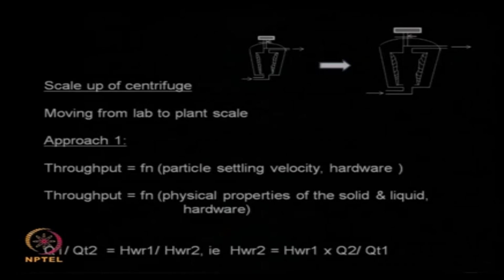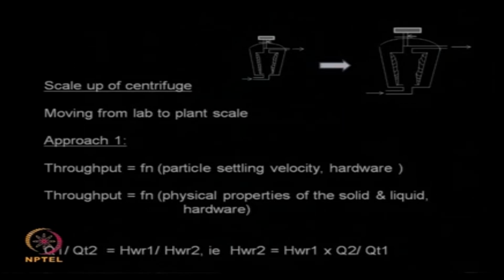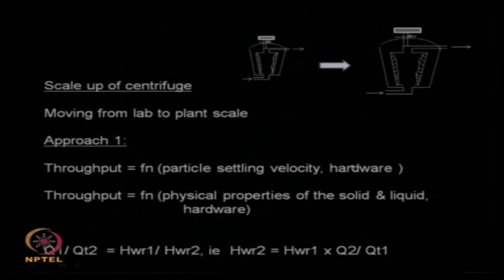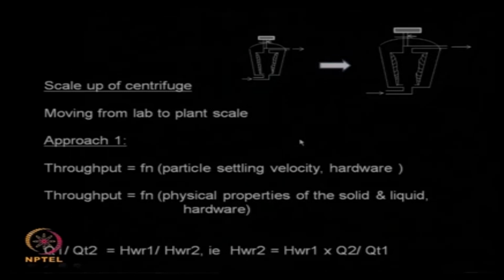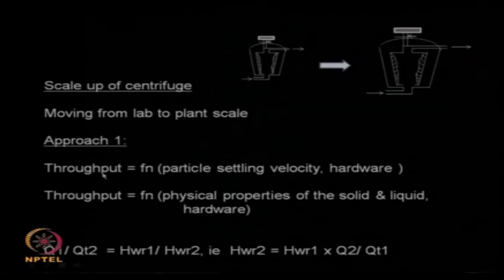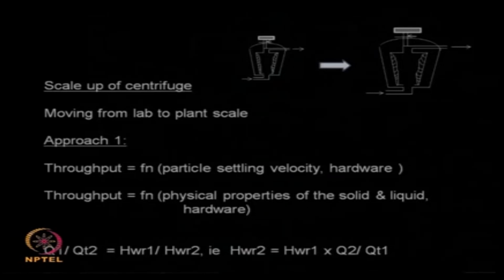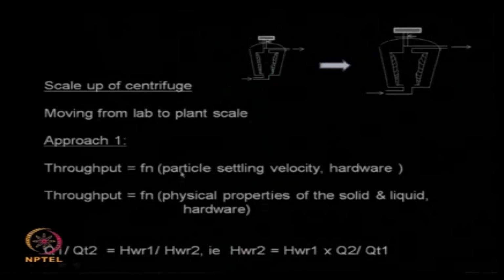So there are two different approaches by which we can scale up centrifuges. Let us look at approach 1. I introduced some equations relating to centrifuge long time back, where I said the throughput, that means the quantity of slurry that is flowing through, liters per minute or meter cube per hour, whatever it is, is a function of the particle settling velocity and the hardware parameters. That means it is a multiplication of terminal settling velocity and hardware.